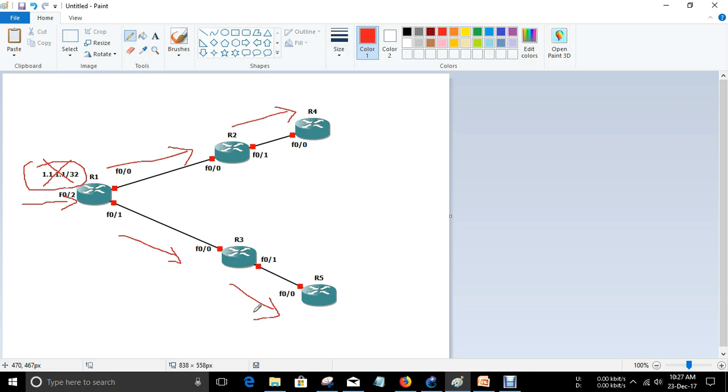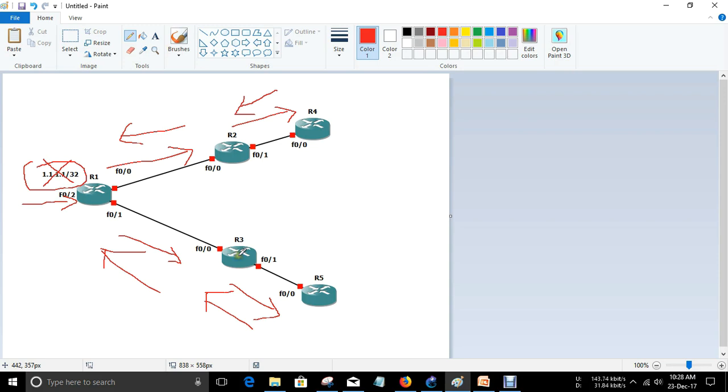After some time, the replies come back. R4 will give the reply to R2. In the same way, R5 will give the reply to R3, and R3 to R1, and R2 to R1. So this is where a reply plays a role. There are 2 forms of reply. One is where they give the information: yes, I know how to reach this network, this is the information, and this is the metric to reach it.